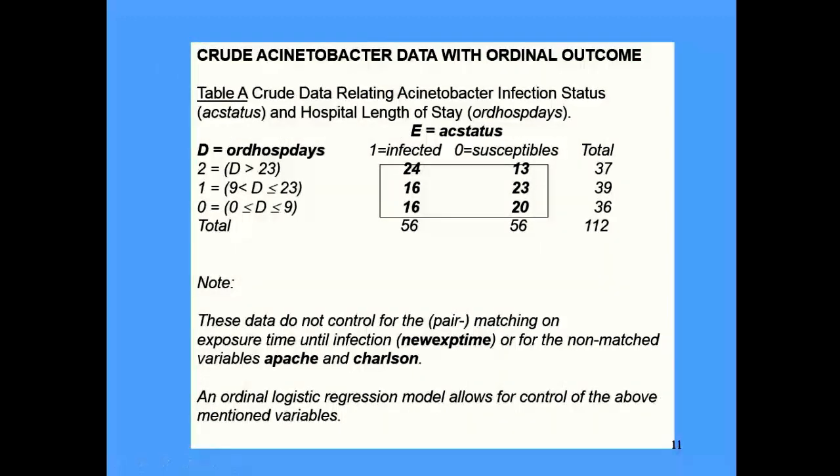Look at this data. In this case, I'm not even talking about the other variables. I'm watching the clock because we have to finish in a minute or two. This is a 3x2 table, with 210 infected and susceptible. So that's the data that we have: 3 categories of the outcome, and it's the crude data. These data do not control for matching or for the other variables. An ordinal logistic model allows for control of the above variables.